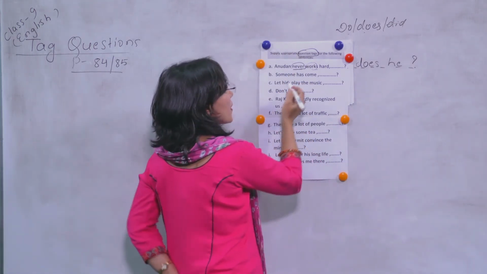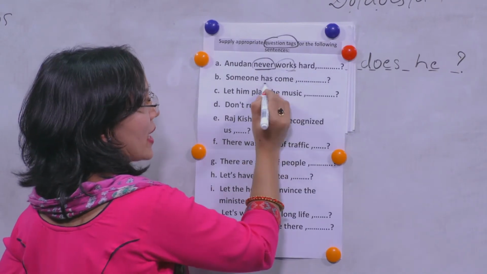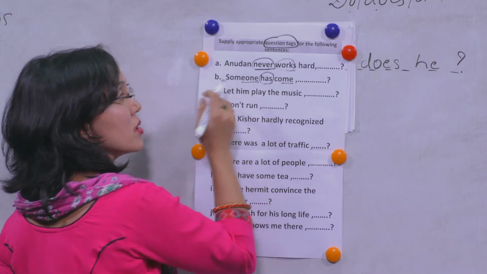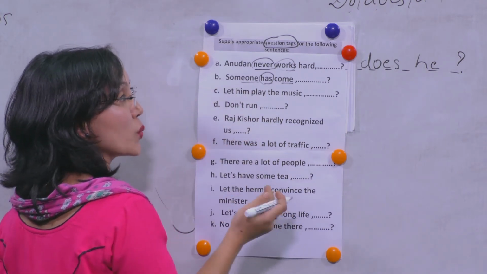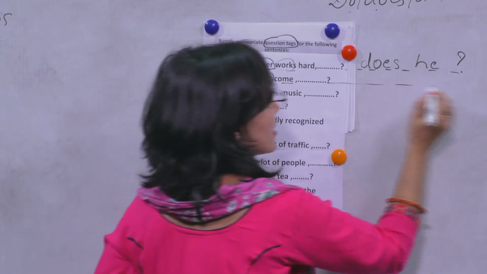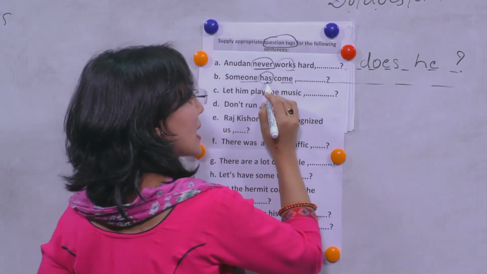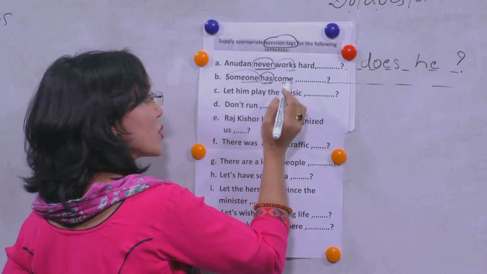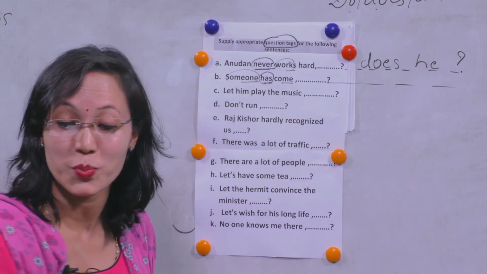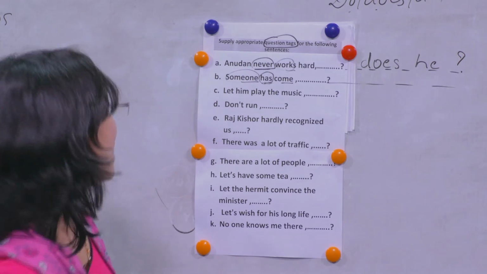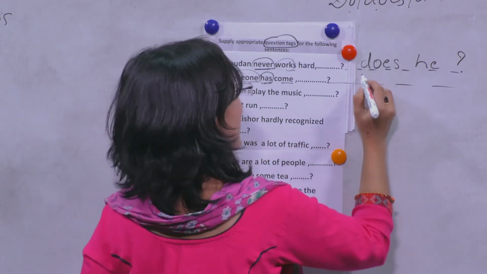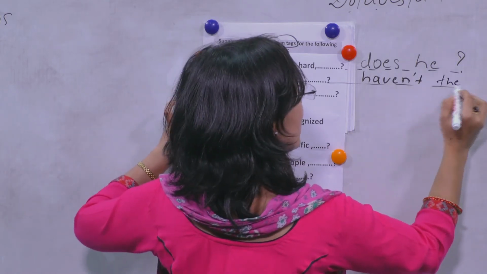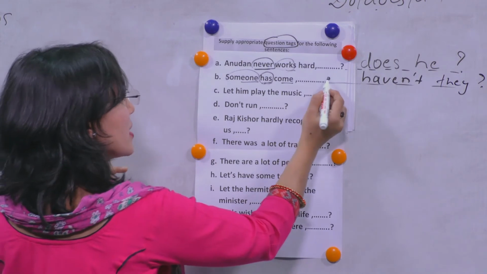So someone has come, so an auxiliary is there, has. So what subject pronoun do we use? They, yes, you are right. So it is they. That's why now we shouldn't write has here, because now it takes a plural auxiliary. That's why we write haven't they. Right? So what is the next one?